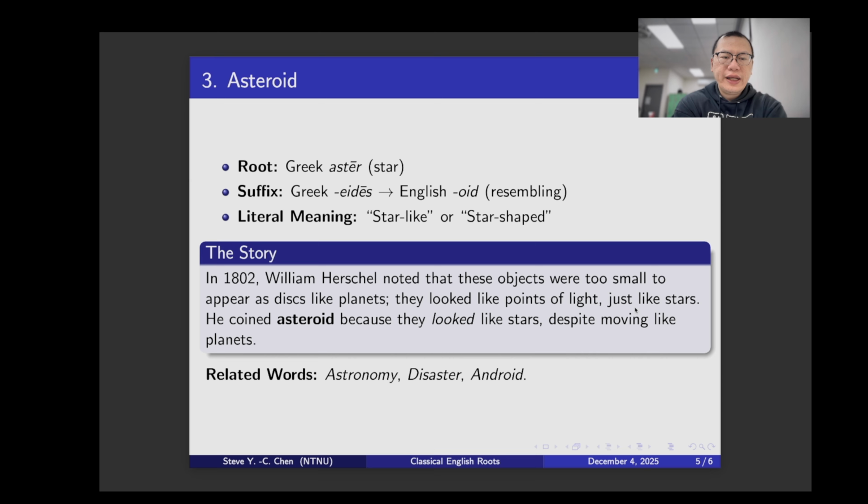And the story is also very interesting. In 1802, William Herschel noted that these objects were too small to appear as disc-like planets. They look like points of light, just like stars. He coined asteroid because they look like stars despite moving like planets.